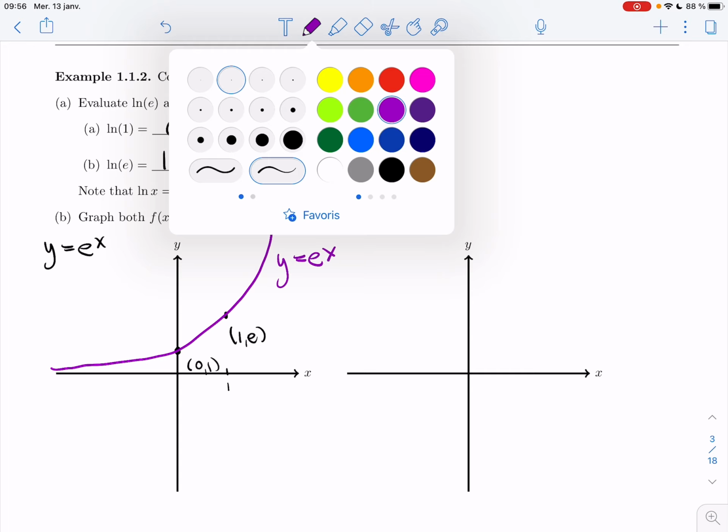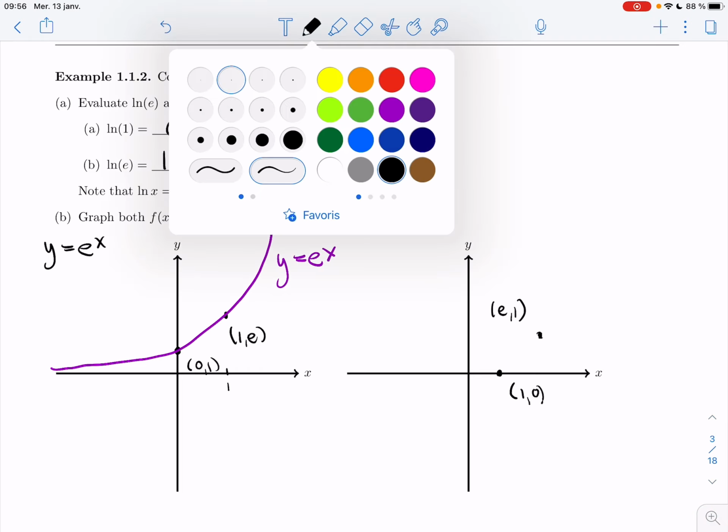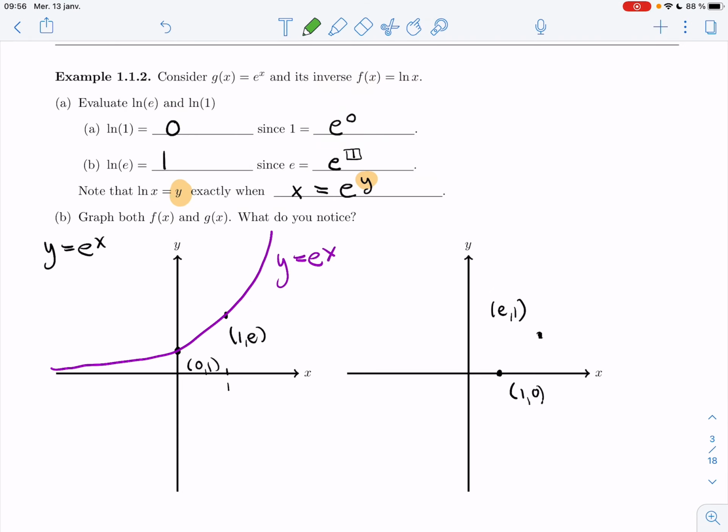And then the same thing that we did to go from x cubed to cube root of x, we're going to do here. All we have to do is to switch the order. So instead of (0, 1), we'll have (1, 0). And instead of (1, e), we'll have (e, 1). And so the inverse will, instead of skimming the x-axis, skim the y-axis and then look like this.